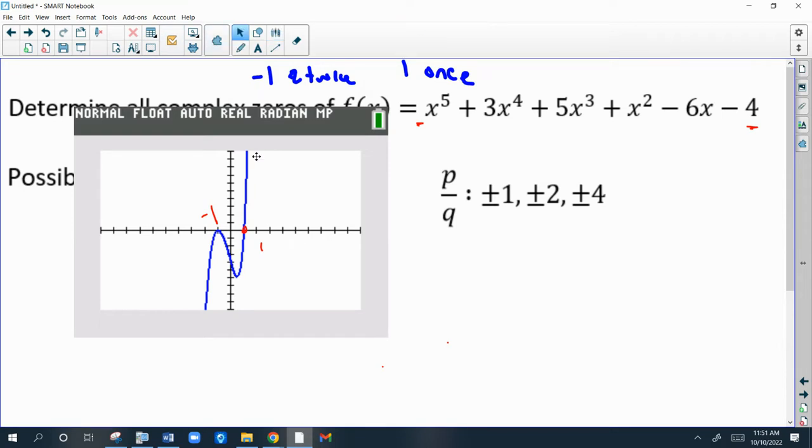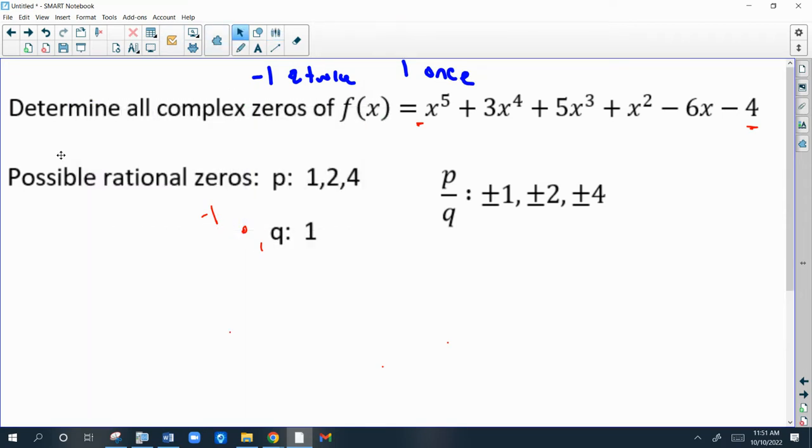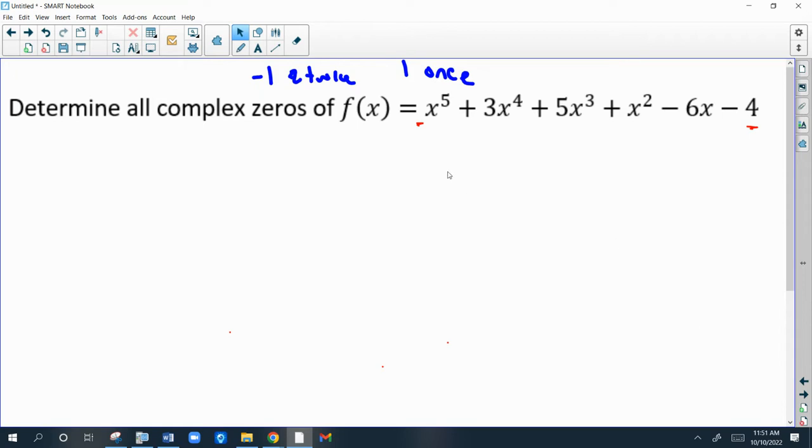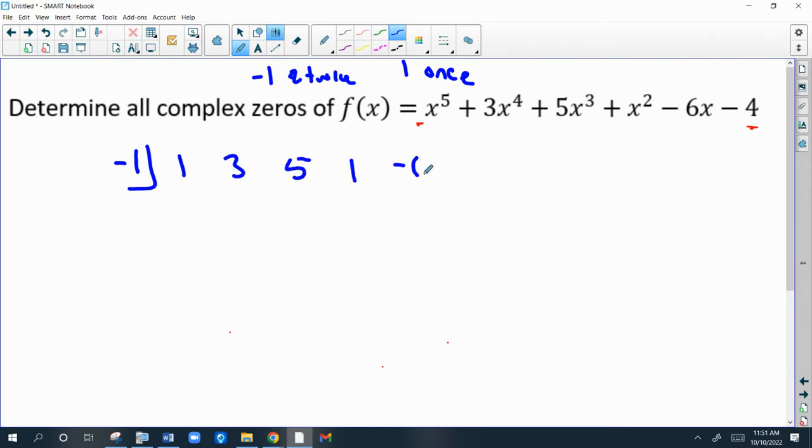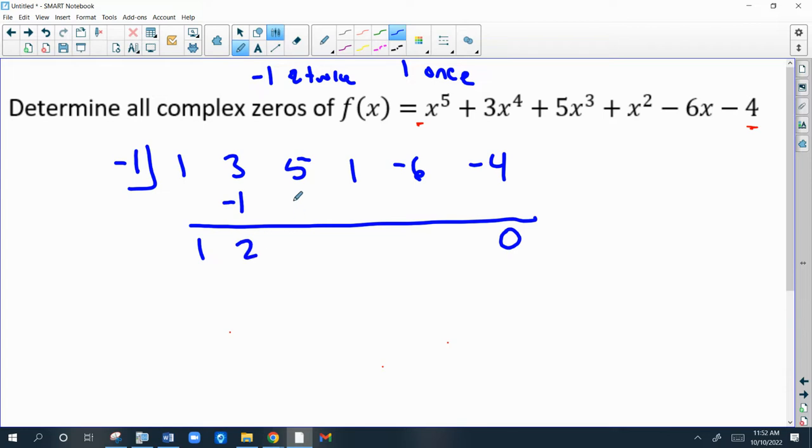So here we go. Now let's set this thing up. Let me get rid of all this stuff that's in the way. I'll start out with my synthetic division, negative 1 first. I have 1, 3, 5, 1, negative 6, negative 4. I should run that through. I should get 0 at the end. So let's do it. 2, negative 2, 3, negative 3, negative 2, 2, negative 4, positive 4, perfect. So negative 1, that was once. Since it bounced, it should happen twice.